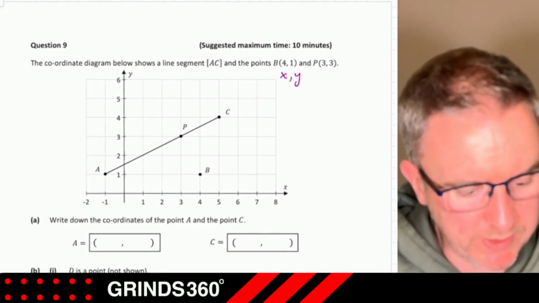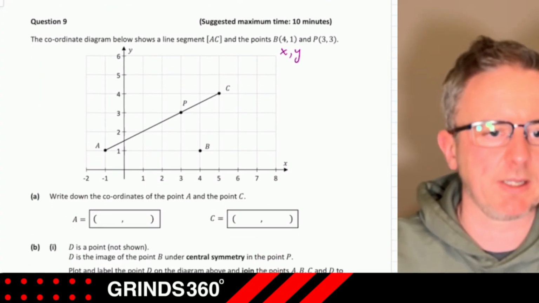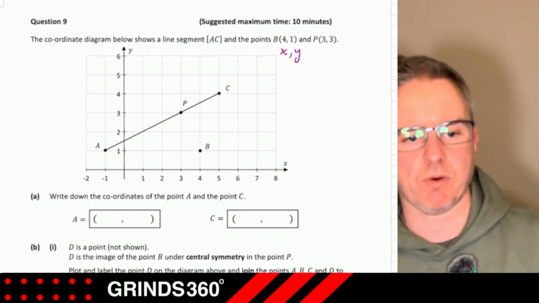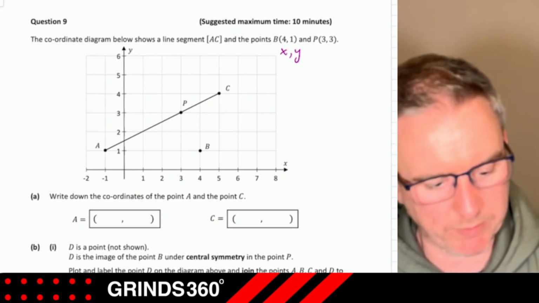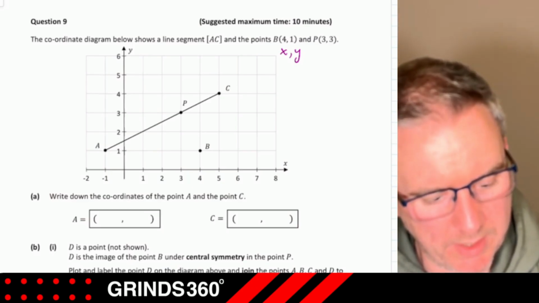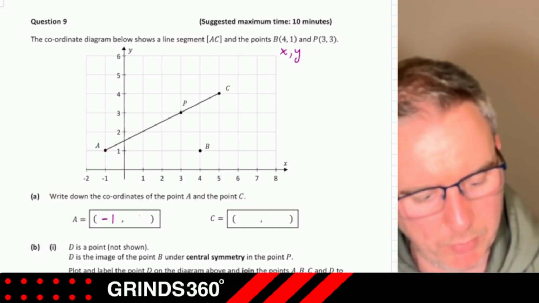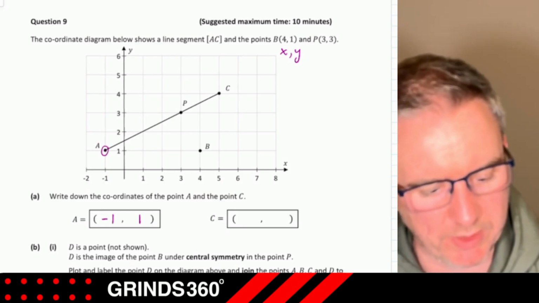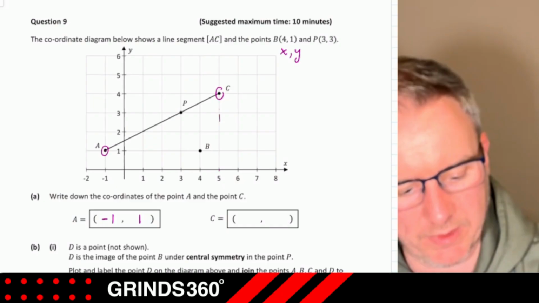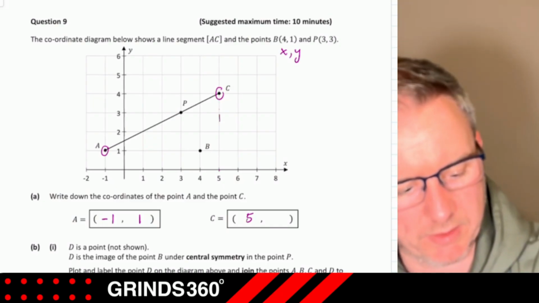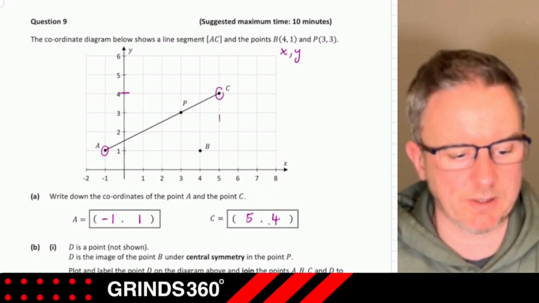So write down the coordinates of A and then the coordinates of C. Remember, you're writing an xy coordinate, so you need to have both the x and the y. The first one there, your A point: -1 for the x, +1 for the y coordinate. You're just reading it off. For C then, 5 for the x, and then straight across, 4 for the y. All right, so that should be nice and simple.